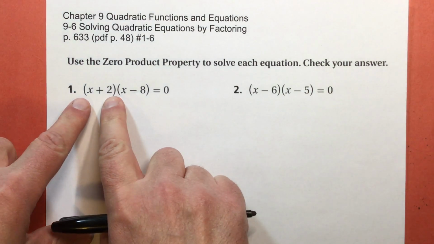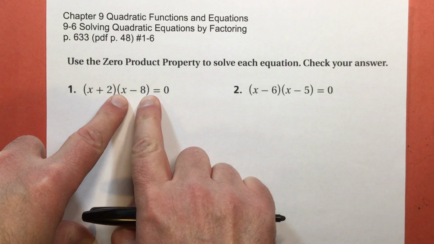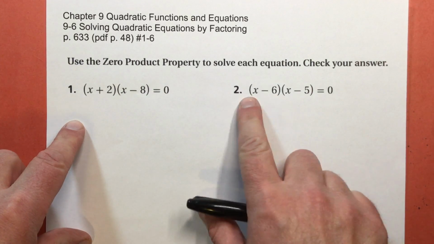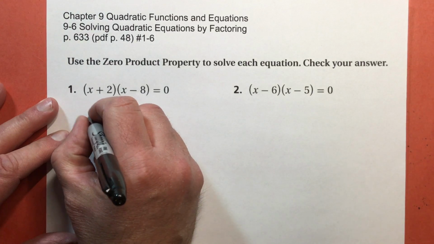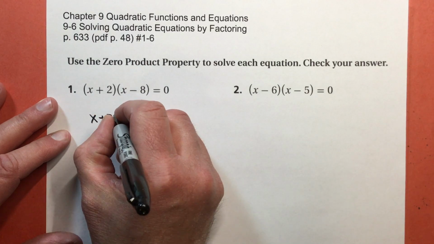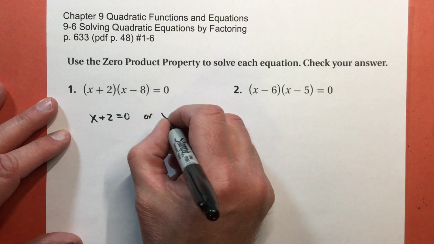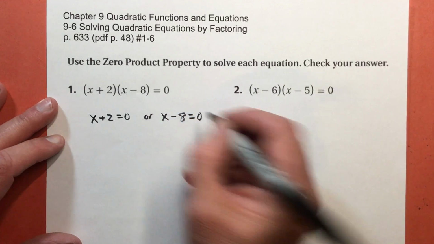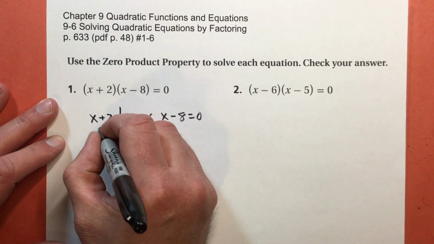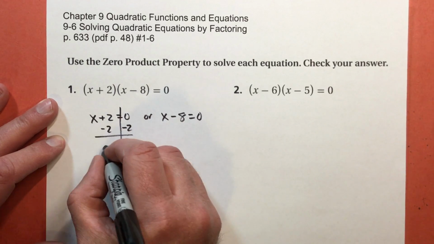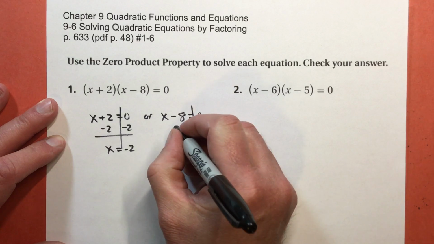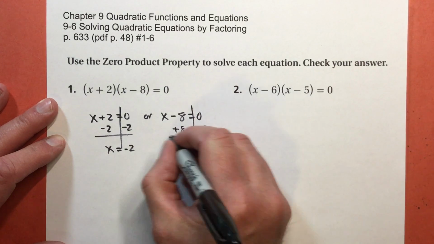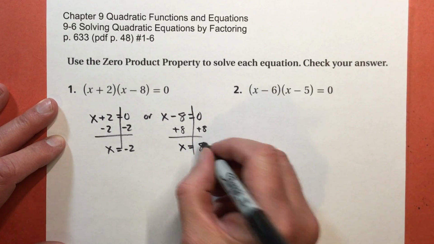So I've got x plus 2 multiplied by x subtract 8, and that equals 0. Same thing over here, but it's x subtract 6 times x subtract 5. So I write x plus 2 equals 0, or x subtract 8 equals 0. Add negative 2 in this equation, I get x equals negative 2. Add positive 8 in this equation, and I get x equals 8.